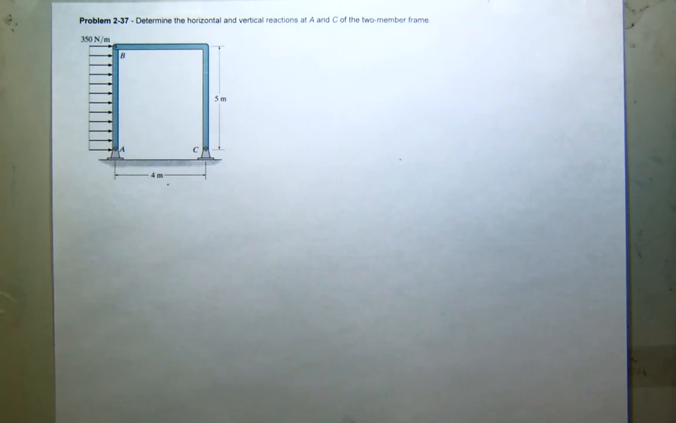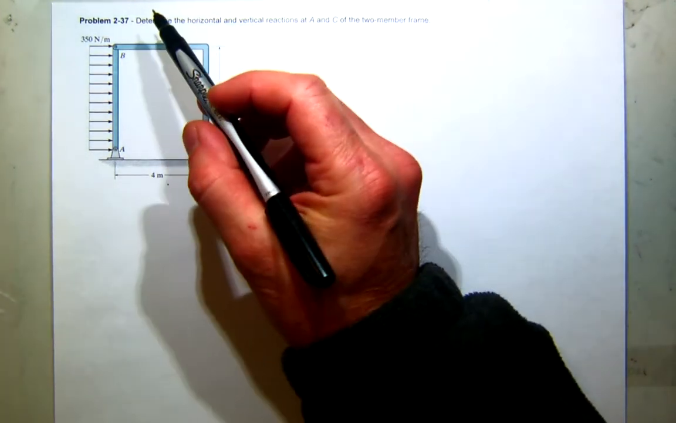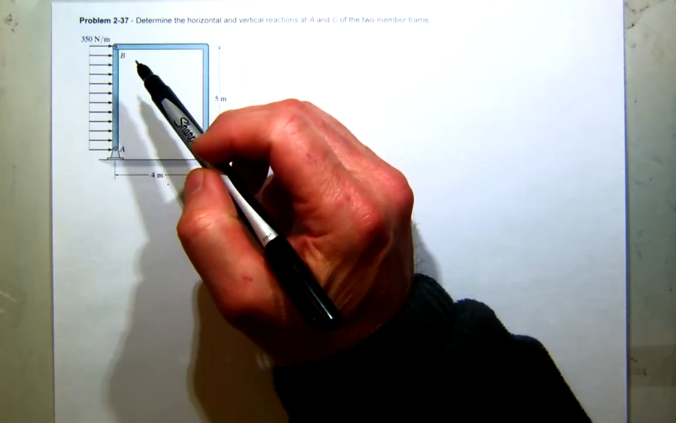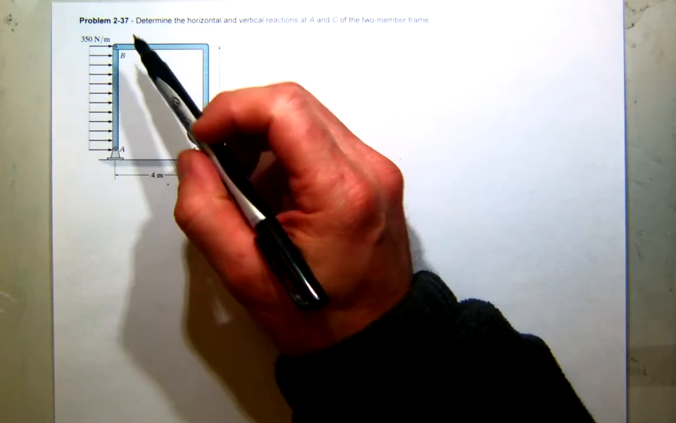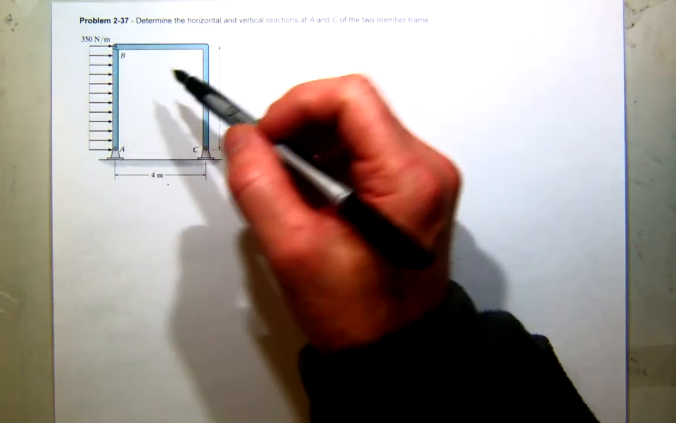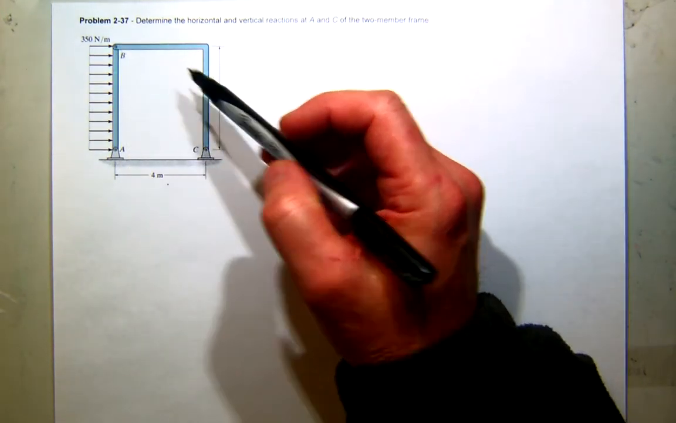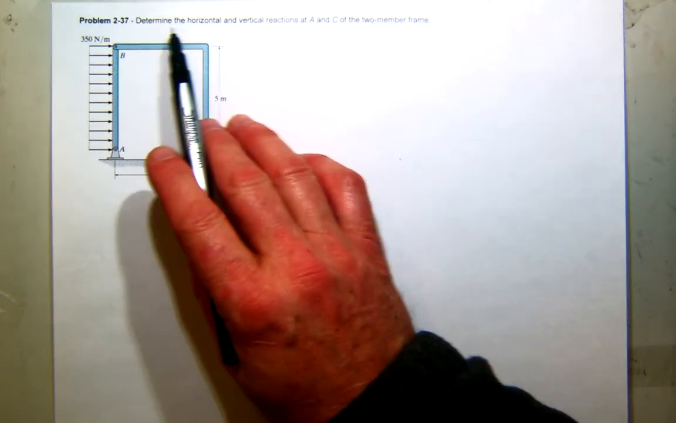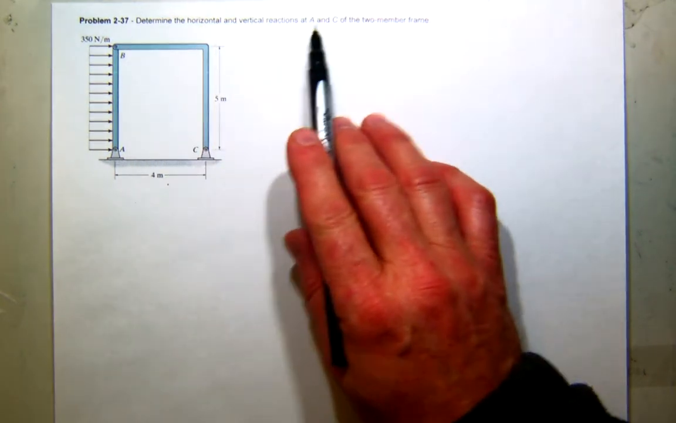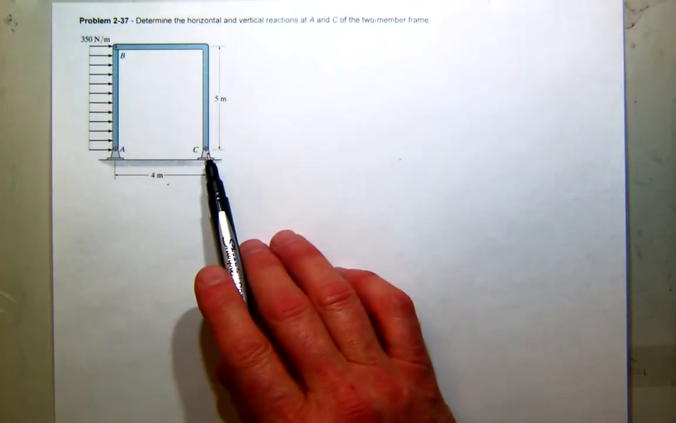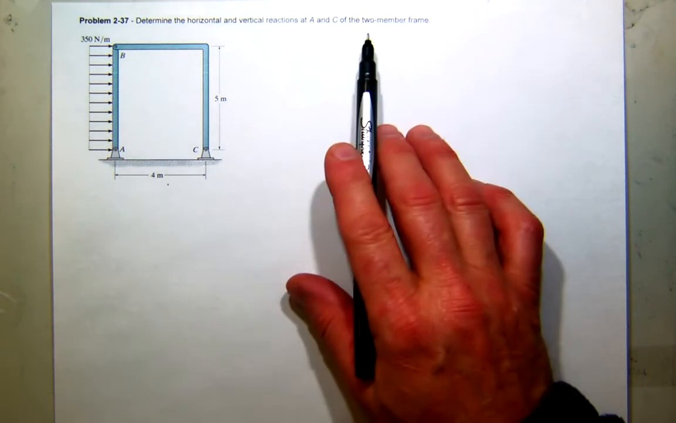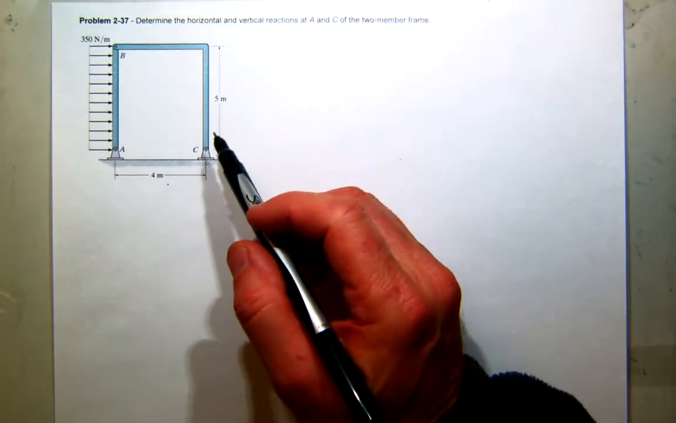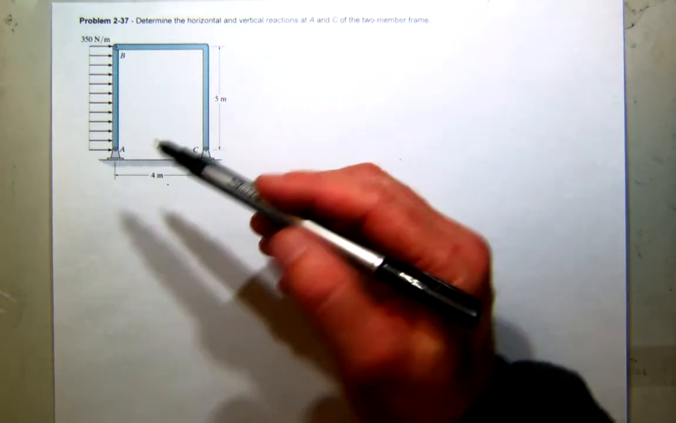All right. So here's a problem out of your book. I don't know if this is from your book or from a previous edition, but it was problem 237 in the book. It wants to know the horizontal and vertical reactions at A and C. And it calls it a two-member frame. Let's talk about a strategy.